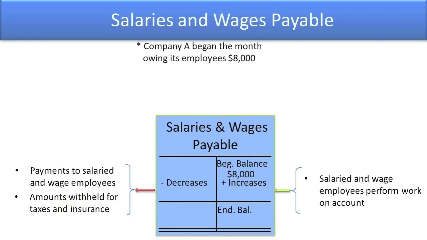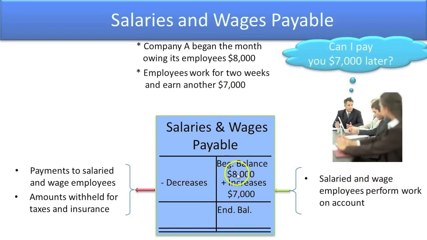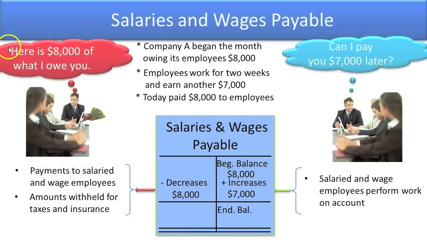Company A began the month owing its employees $8,000, so that's our beginning balance here on the right-hand side. Employees worked for 2 weeks and earned another $7,000. When the employer does pay the $8,000, that will decrease the salaries and wages payable account. We started with $8,000, added $7,000, got up to $15,000 in salaries and wages payable, paid $8,000. They now owe only $7,000 in salaries and wages payable.